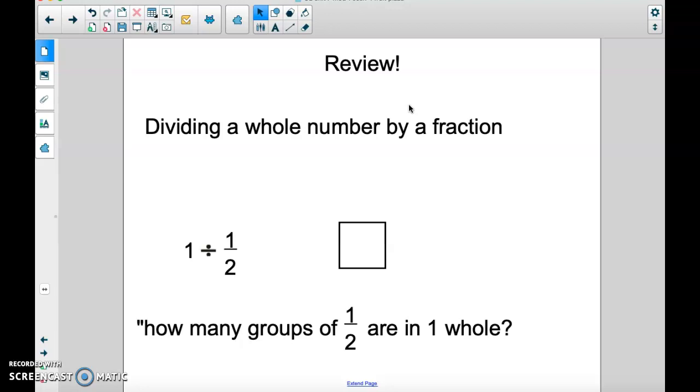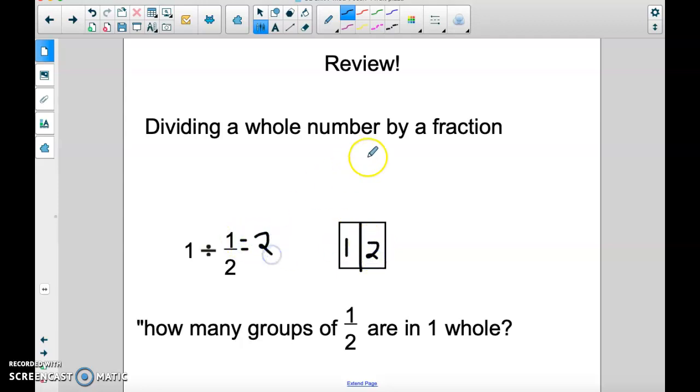So if we have the equation 1 divided by 1/2, we're looking for how many groups of 1/2 are in one whole, okay? So the way we would do that is, all right, how many groups of 1/2 are in one whole? I'm going to split this in half. Okay, there's one group of a half, there's two groups of a half. So this would be equal to 2. All right, so that's that.